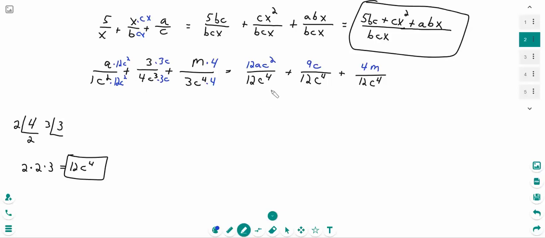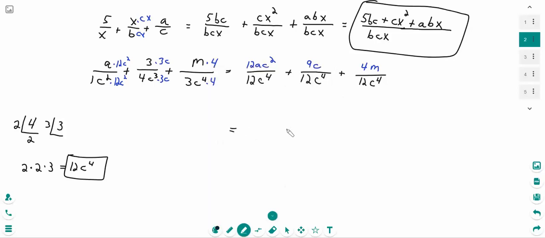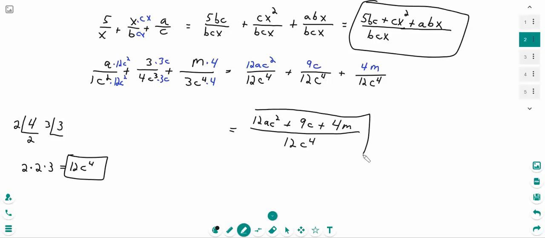All right. Okay, so let's add this up now. So we have a common denominator. Now we're ready to add the numerators up. And of course, the sum of the numerators is all going to be over this 12c to the fourth. So we have 12ac squared plus 9c plus 4m. Go ahead and look at this. There aren't any like terms in there though. You'll find there usually isn't. And we're going to then box that as our answer.